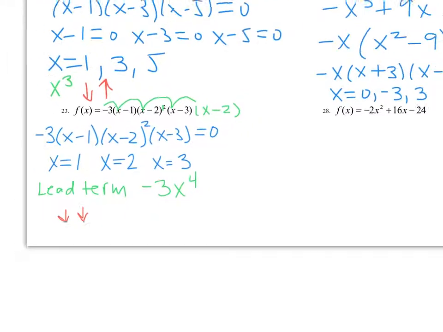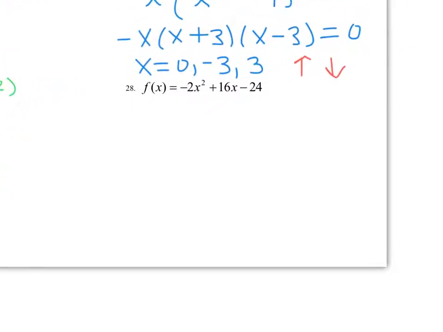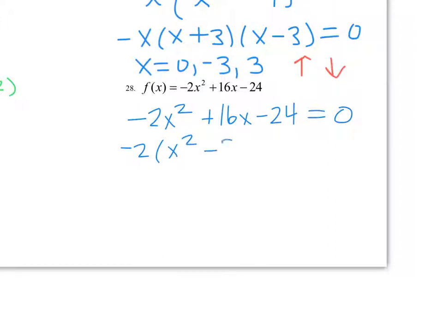All right, number 28. This one we're going to need to factor ourselves. So negative 2x squared plus 16x minus 24. It's a quadratic, so we're going to know how to factor that. First thing we can do is take out a negative 2. So we're left with x squared minus 8x plus 12.